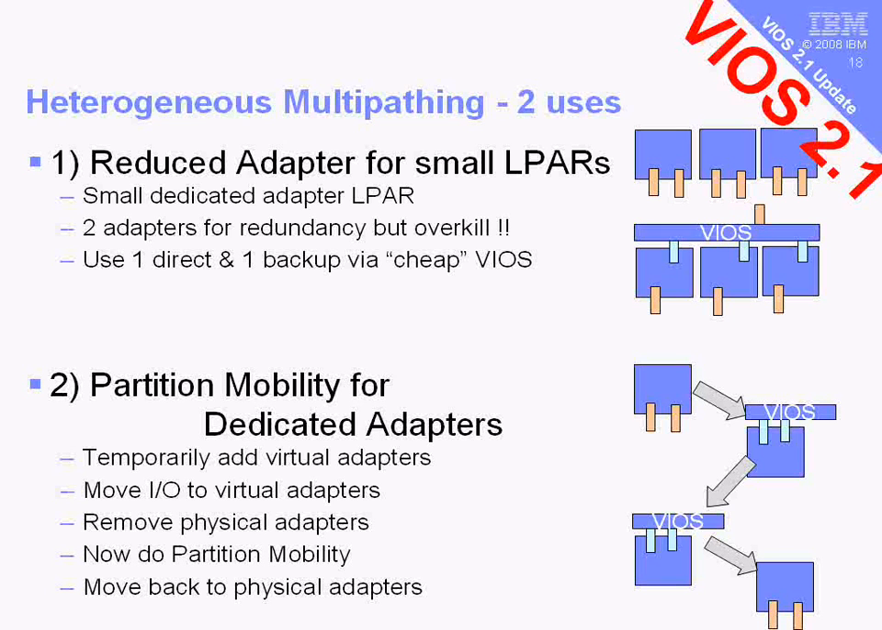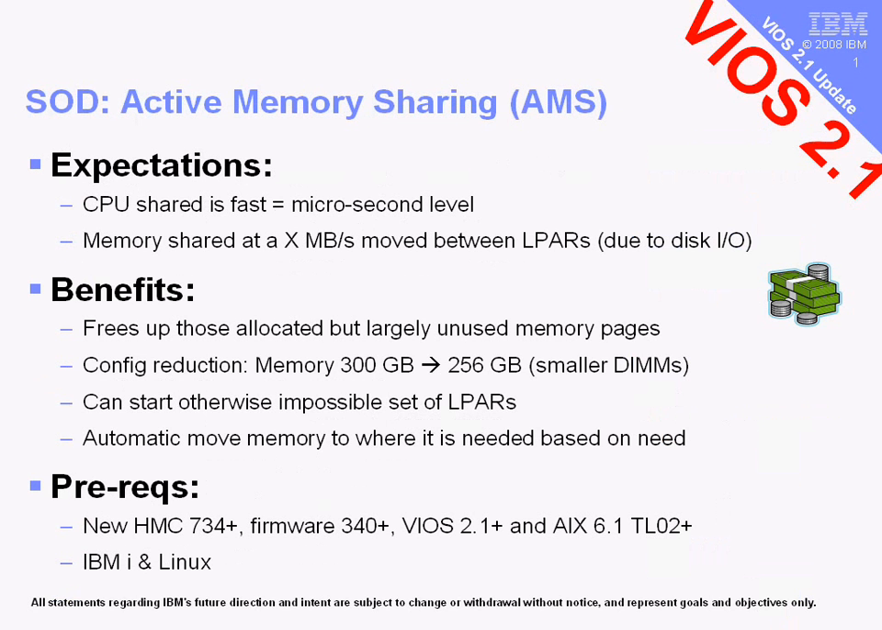Now that is fairly complicated, and I would recommend that people practice that before they actually want to do that in real life. Now a few words on active memory sharing. This is a statement of direction, so it's not available right now. It's actually in beta tests already and will be available in 2009. We already have shared CPUs, in our shared processor logical partitions, where we can move the CPU cycles from one logical partition to another very rapidly, at a microsecond sort of level.